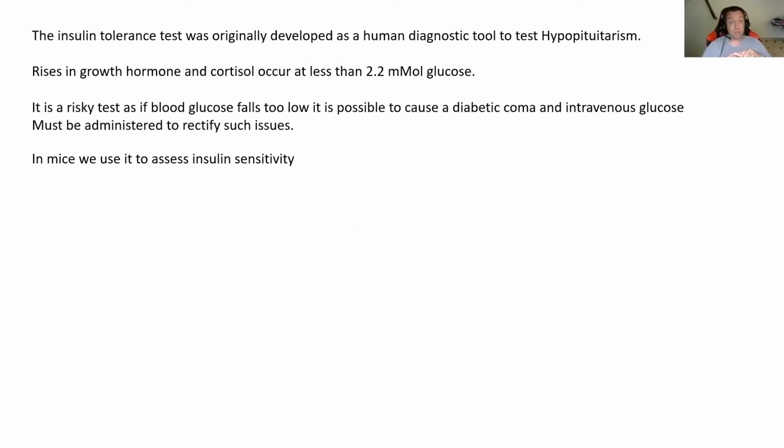It is an extremely risky test, as if the blood glucose falls too low and the insulin is put in IV in this test, it is possible to cause a diabetic coma, and then you have to rectify that with intravenous glucose. In mice, we use this test to try and assess insulin sensitivity.